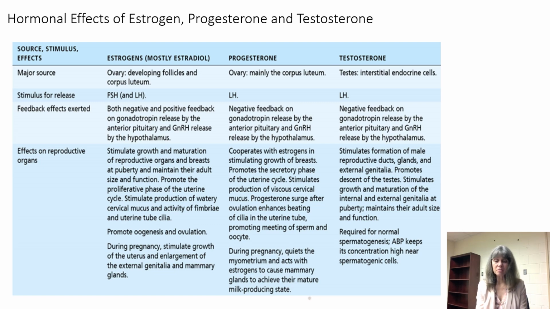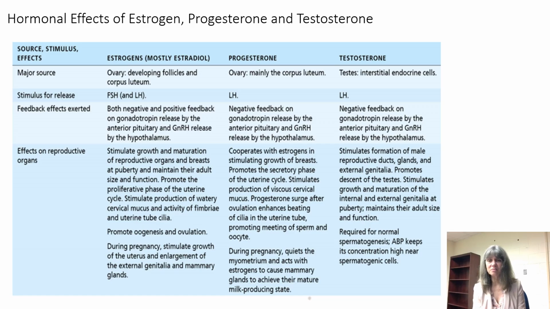So the corpus luteum is trying to prepare the endometrium for a fertilized egg, which is why the corpus luteum is going to be stimulated to produce and secrete progesterone. That's going to help thicken the endometrial lining.